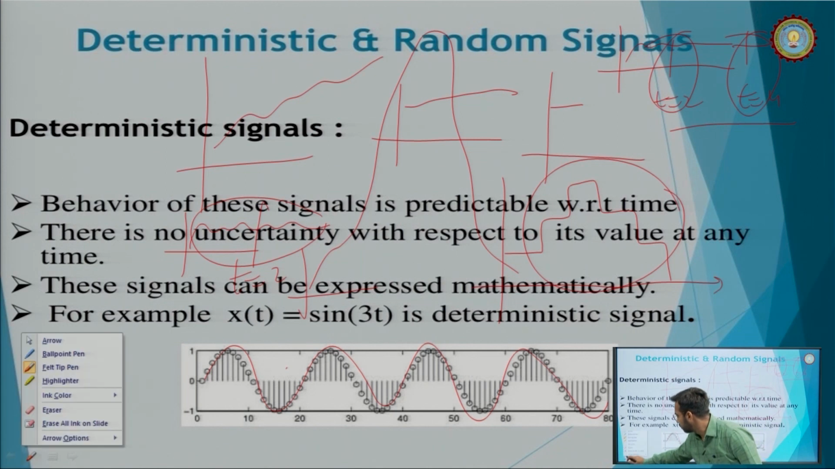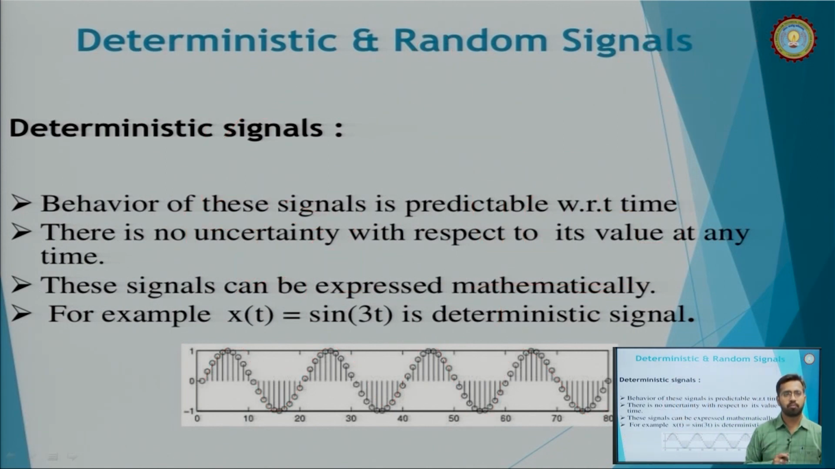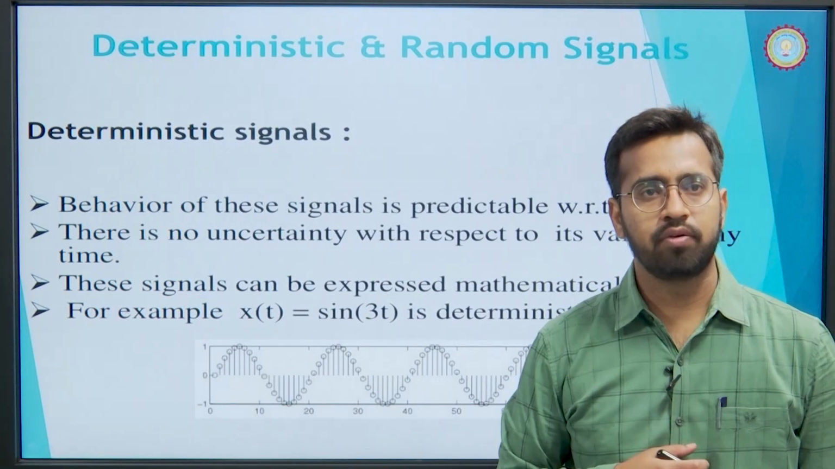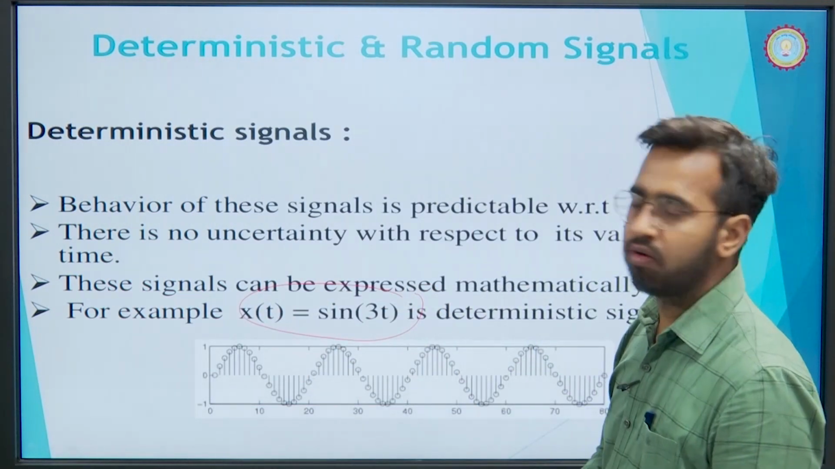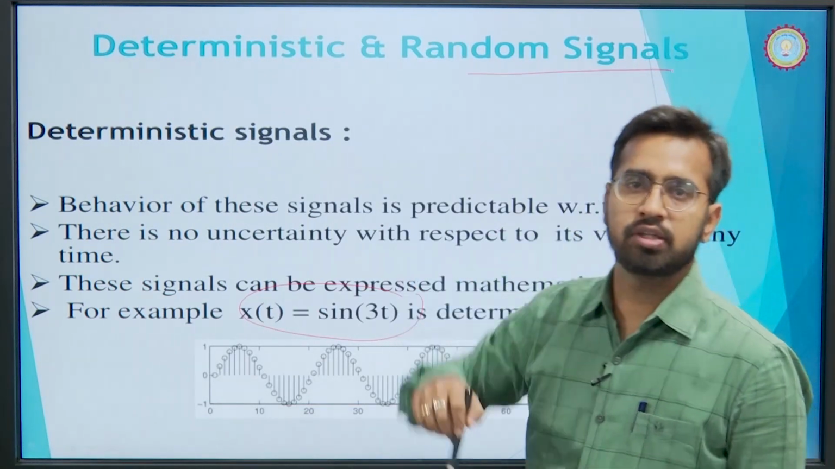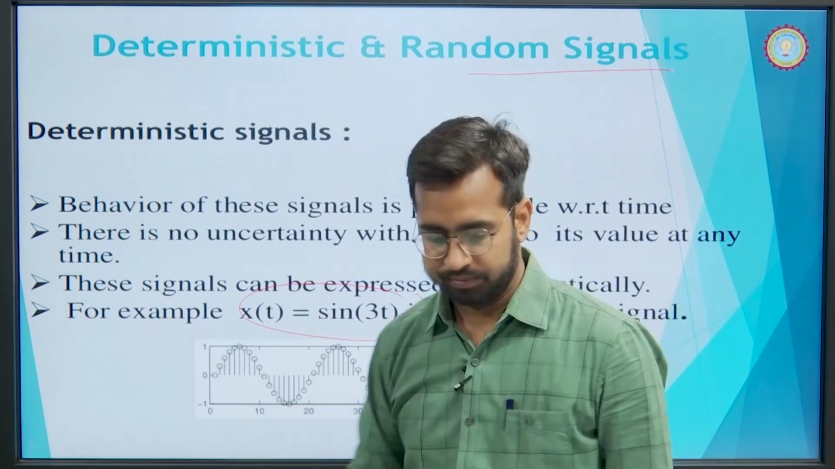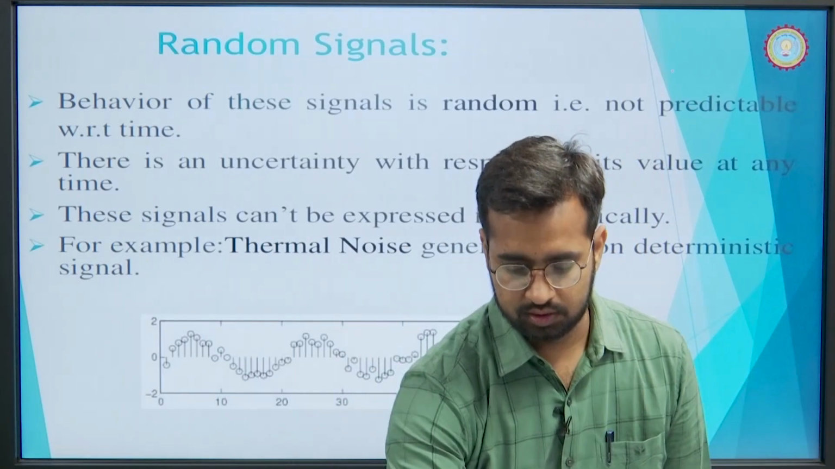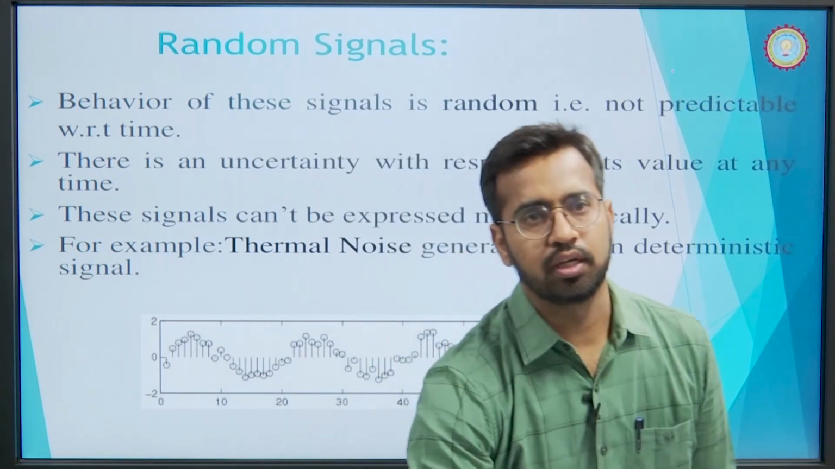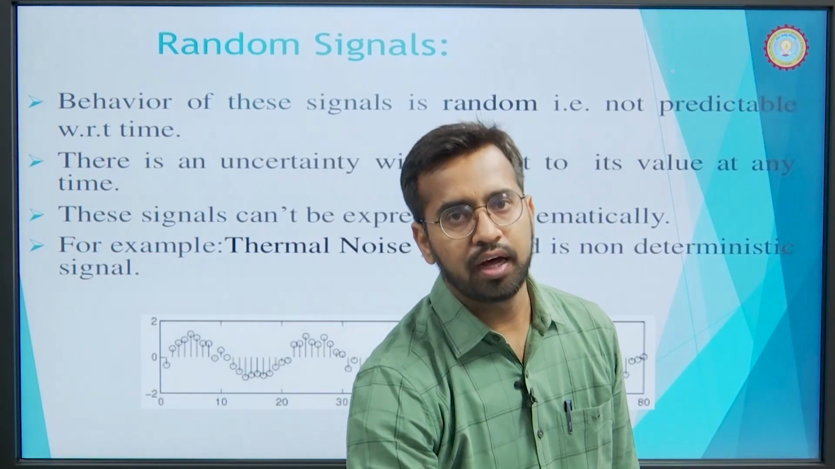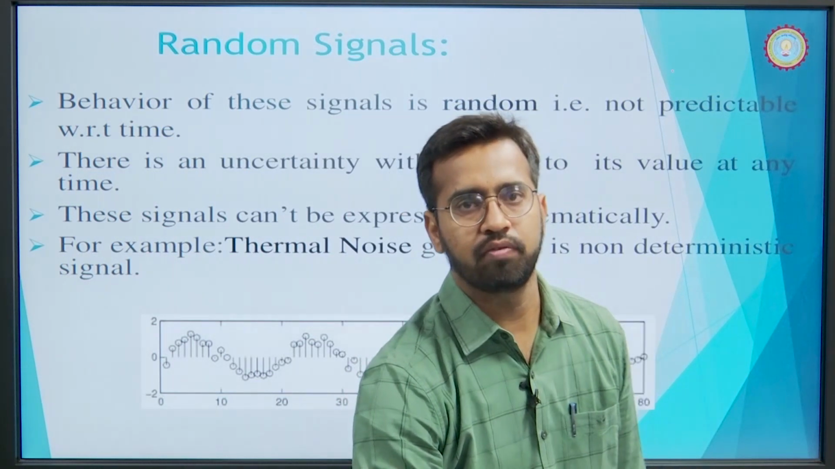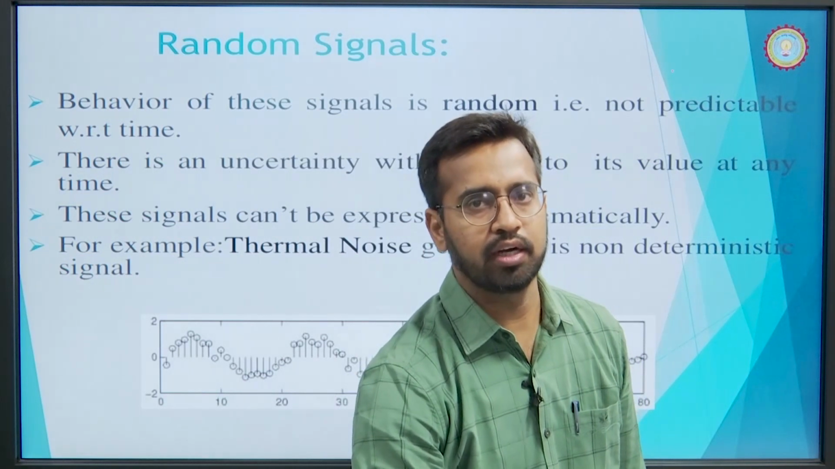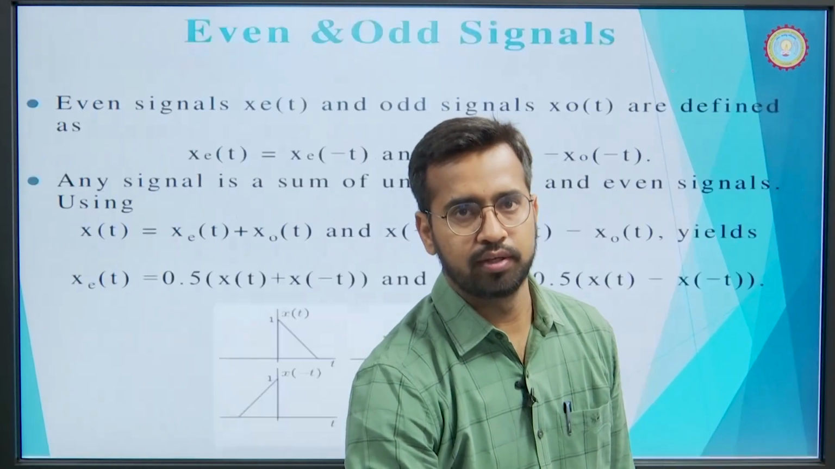So, these are the points: the behavior of a deterministic signal is predictable with respect to time, and there is no uncertainty with respect to its value. A random signal cannot be expressed in mathematical form, whereas a deterministic signal can. Noise is the best example of a random or non-deterministic signal. Basically, a random signal comes under the category of non-deterministic signals. We cannot represent noise using any mathematical formula.